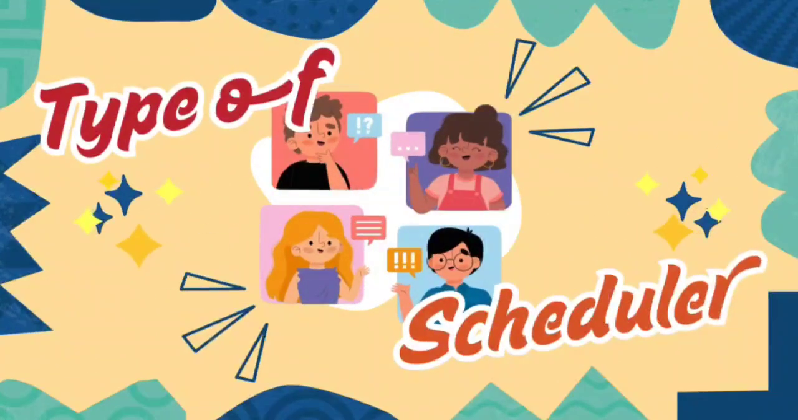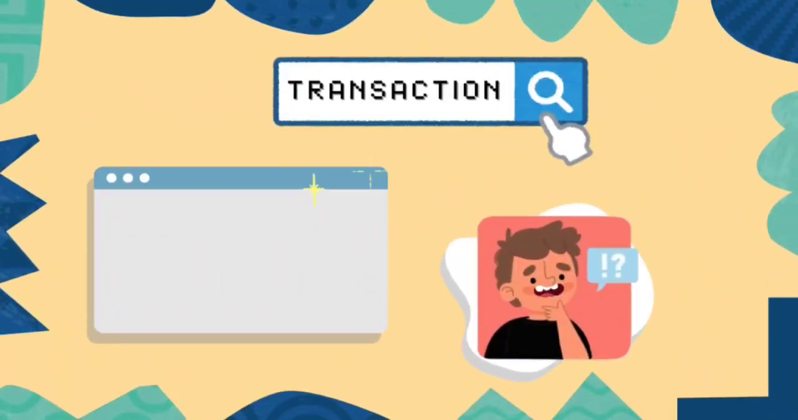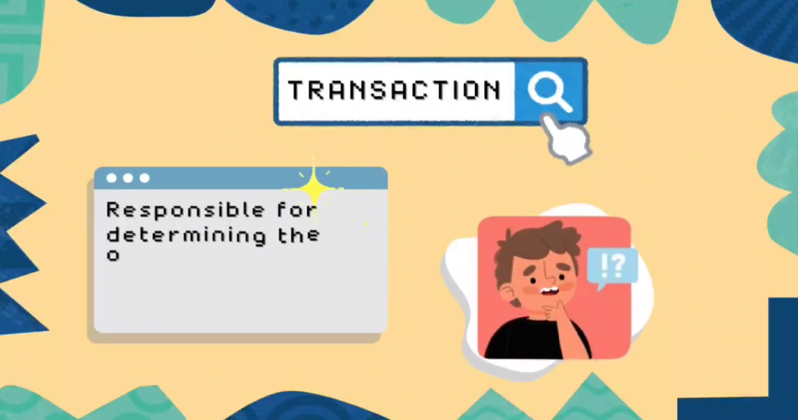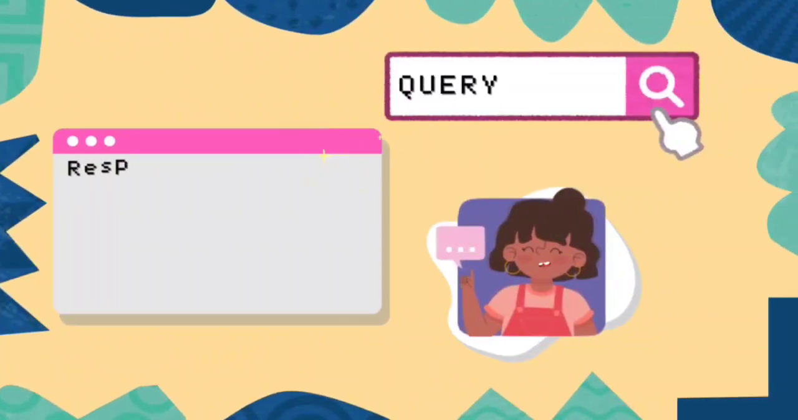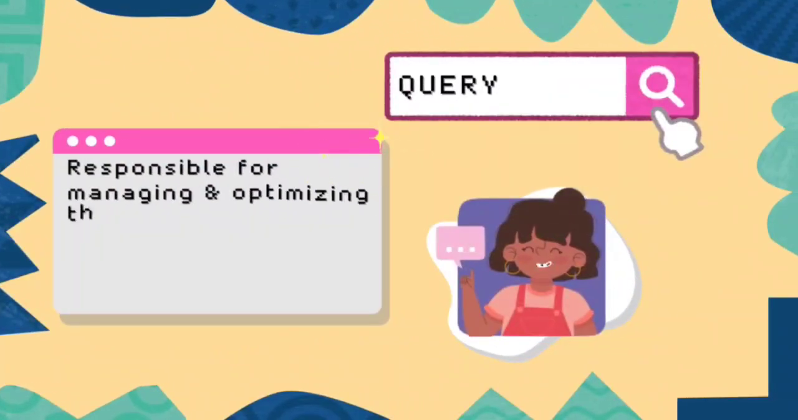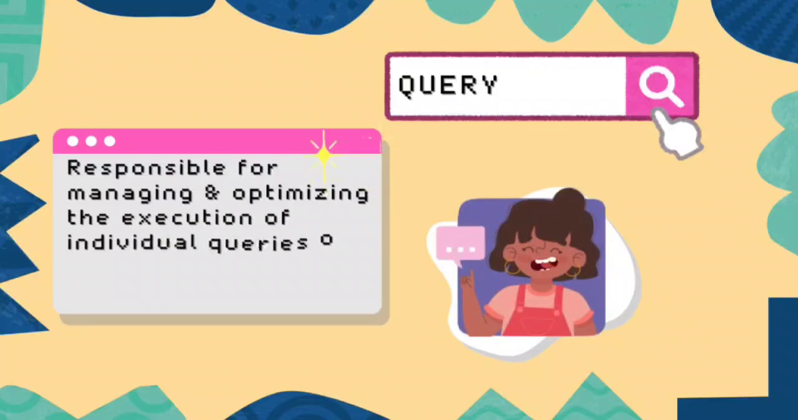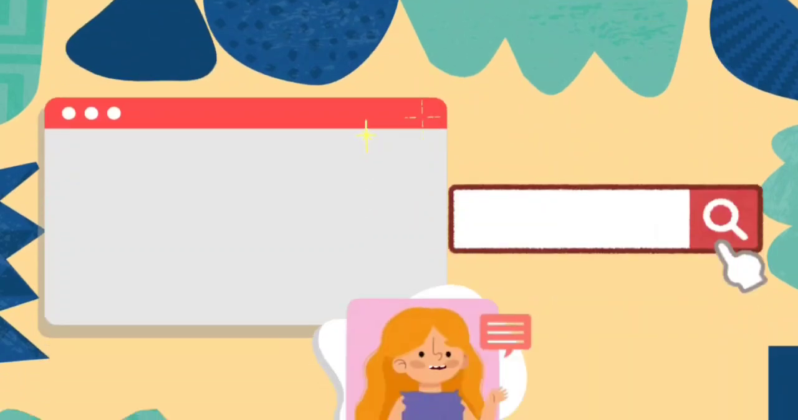Next, we move on to the other part. All right, now for the types of scheduler. Firstly, the transaction scheduler. It's responsible for determining the order in which transactions are executed. Second, the query scheduler. It's responsible for managing and optimizing the execution of individual queries or sets of queries.